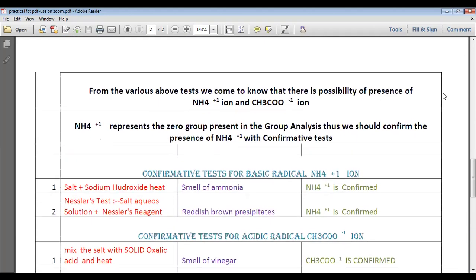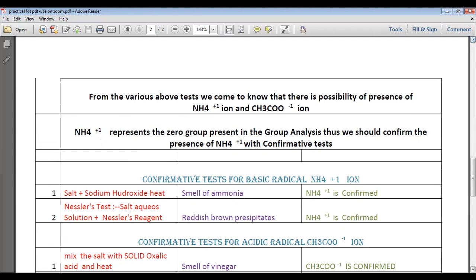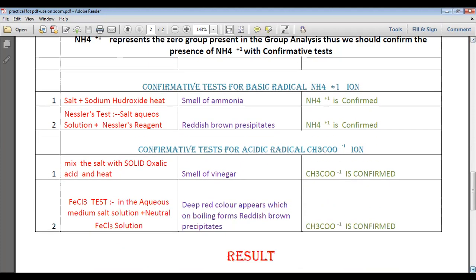So from the above tests which we performed, we can call them either the dry tests or the wet tests. We come to know that there is an NH4 plus ion and a CH3COO minus, or acetate, ion present in the salt. But still we are not confirmed, so we need to confirm them by performing some confirmatory tests.